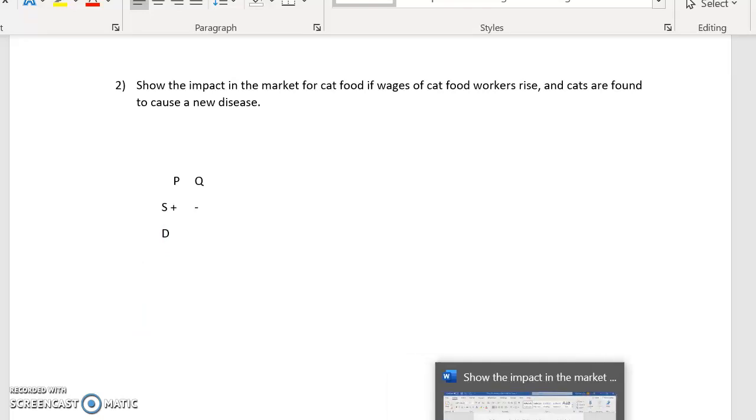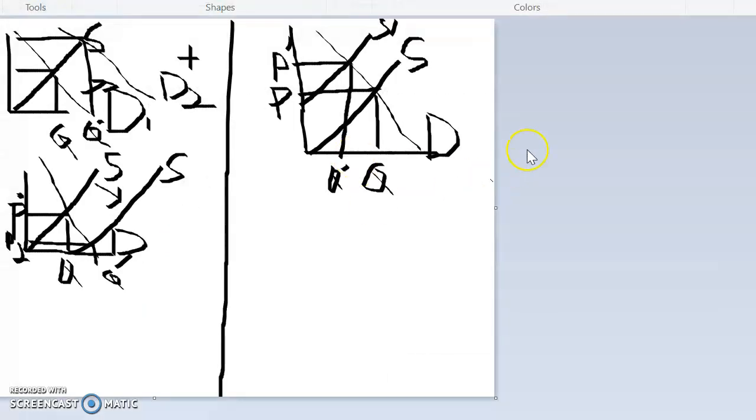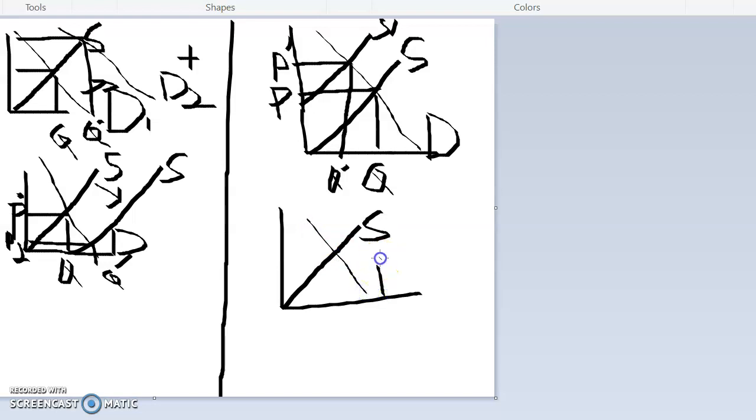So let's go back to demand. Obviously, if cats are found to cause some sort of disease, for me, the disease is just insomnia. Don't walk on the keyboard. There she is. Okay. If cats cause a disease, demand for cats is going to fall, right? People aren't going to buy as many cats. All right, so enough talking to the cat.